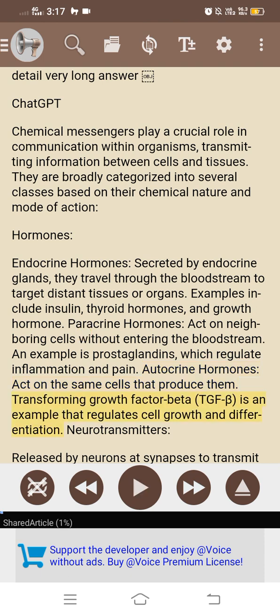Transforming growth factor beta, TGF-beta, is an example that regulates cell growth and differentiation.